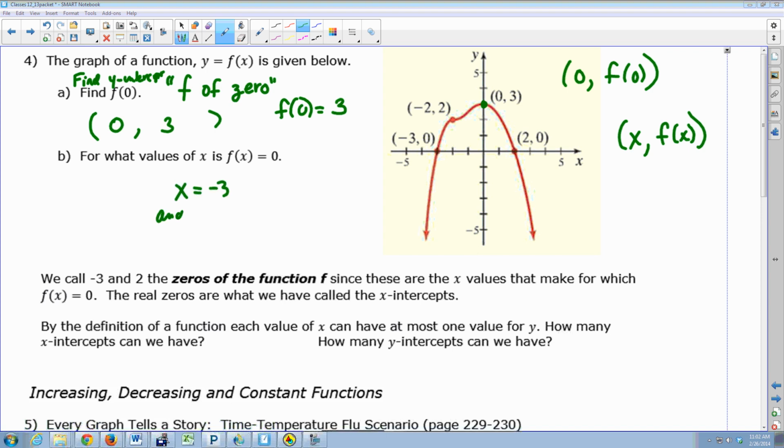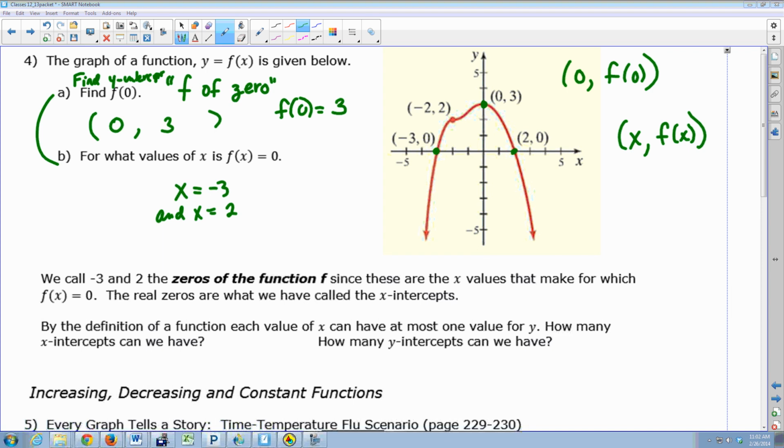-3 and x equals 2. Right, they're right here. There are the x values that make your output 0. So that's the x values, the x coordinate of your x-intercepts. So this is just fancy ways with functional notation to say, find the value of your y-intercept and find the values here of your x-intercepts.